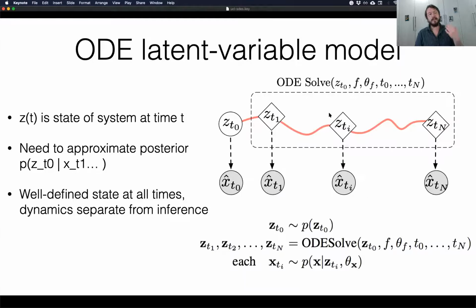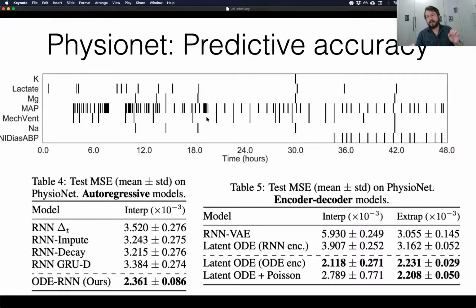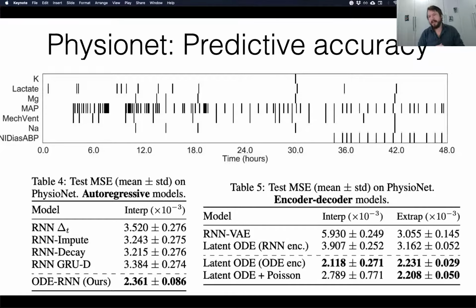Just to make inference fast, we're also training a neural network that looks at the data and outputs an approximate posterior over the initial state. Okay, and when we applied this to that hospital data, it works better than the previous things because it generalizes them for the most part. There's also a variant that I don't have time to talk about that lets you condition on the time that the observations were made, which helps a little bit.